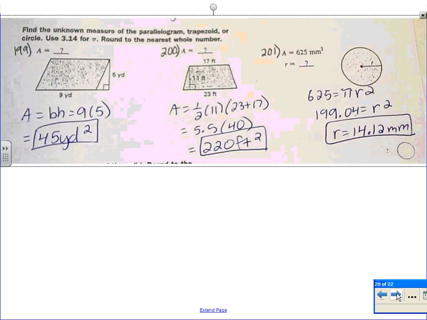Peyton? Okay, so did you look at my work up here? Did you do 625 equals pi r squared? Yeah, make sure the area formula is pi r squared.